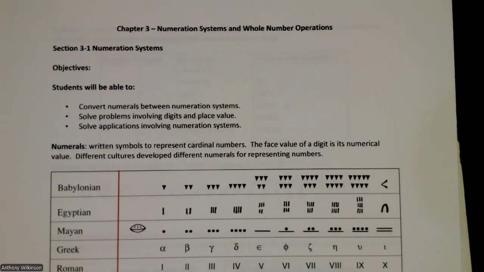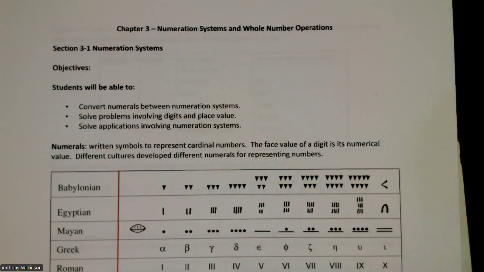All right, in this video, we're going to begin chapter 3, dealing with numeration systems and whole number operations. There are 5 sections in this chapter. So the first section, 3.1, deals with numeration systems. And in this section, we're going to convert numerals between numeration systems. Also, we're going to solve problems involving digits and place value, and also we'll solve applications involving numeration systems.